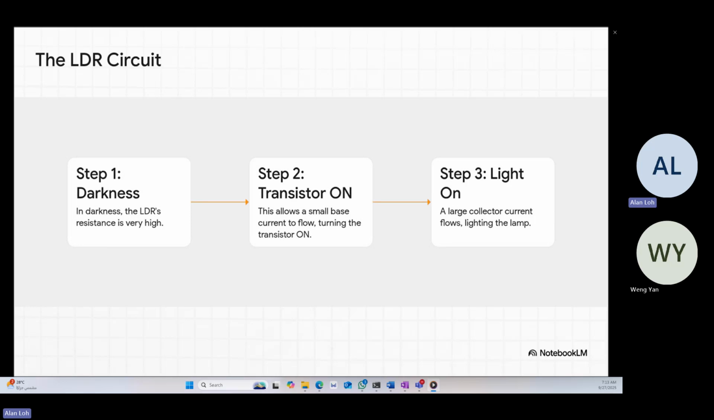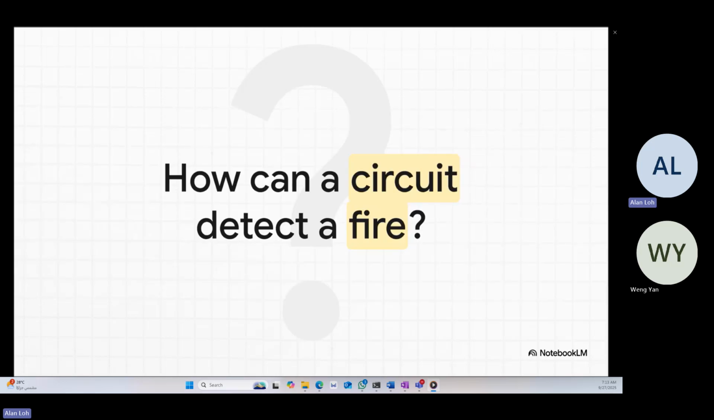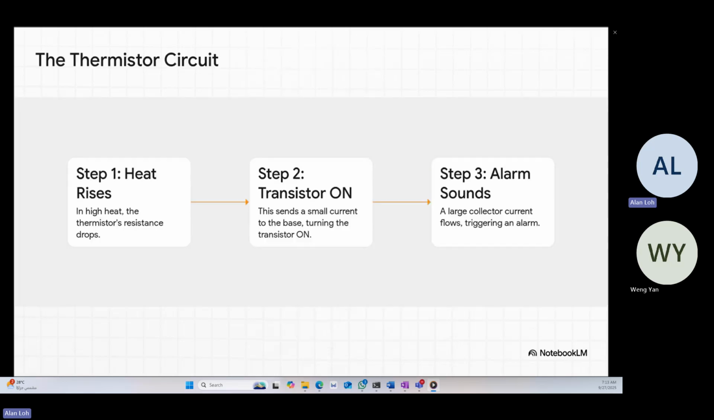Simple, automatic. And the beautiful part is, you can swap out that light sensor for almost anything. What if, instead of light, you wanted to detect heat, like in a fire alarm? Well, you just use a different sensor. Instead of an LDR, you use a thermistor, which changes resistance based on temperature. When it gets too hot, its resistance changes, sending that tiny signal to the transistor's base. The transistor flips its switch, and this time, it powers a loud alarm. It's the exact same logic, just a different trigger.